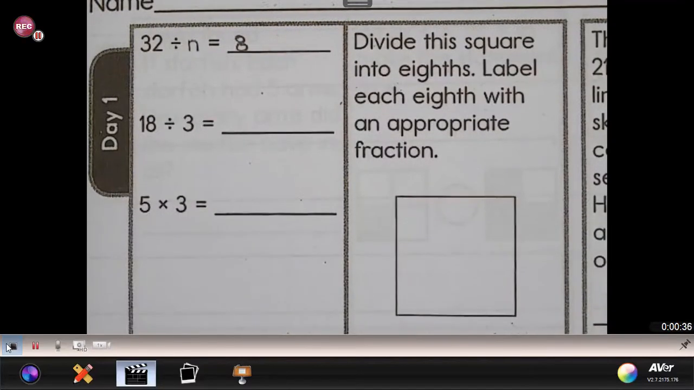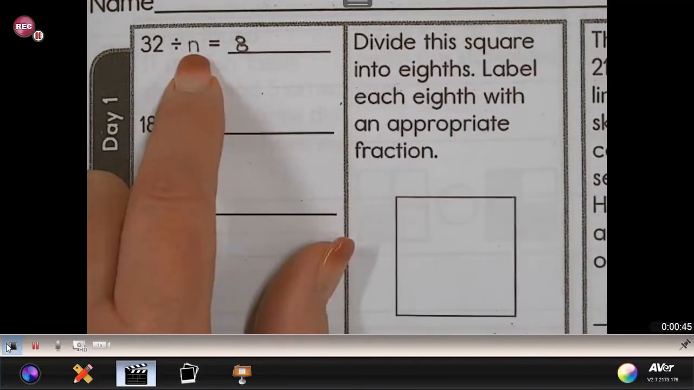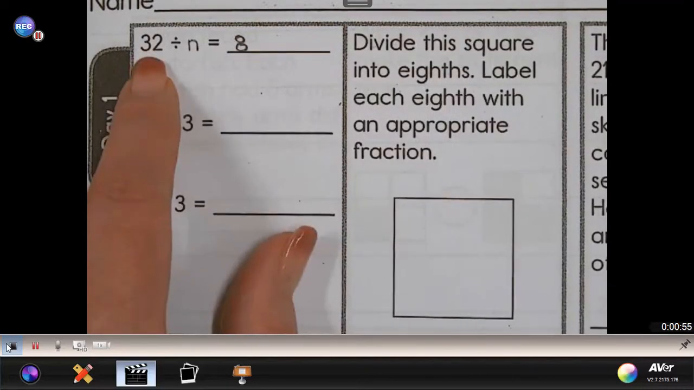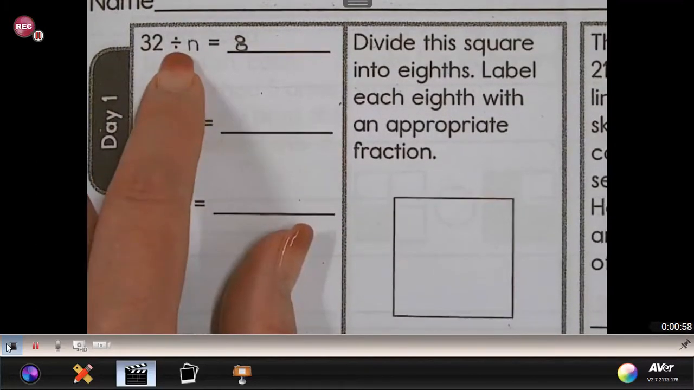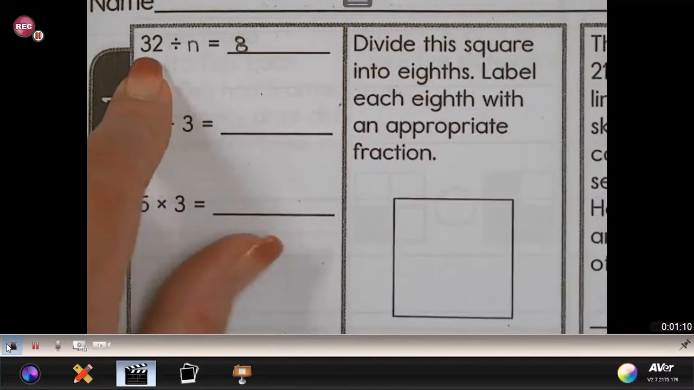Our first set of problems are division and multiplication equations. Notice I said equations. This first one has a variable. That means we're trying to find out what number would complete this equation. If we have 32 objects and we're sharing them equally, dividing them into equal parts, how many groups of 8 are we going to be able to make out of these 32 objects?